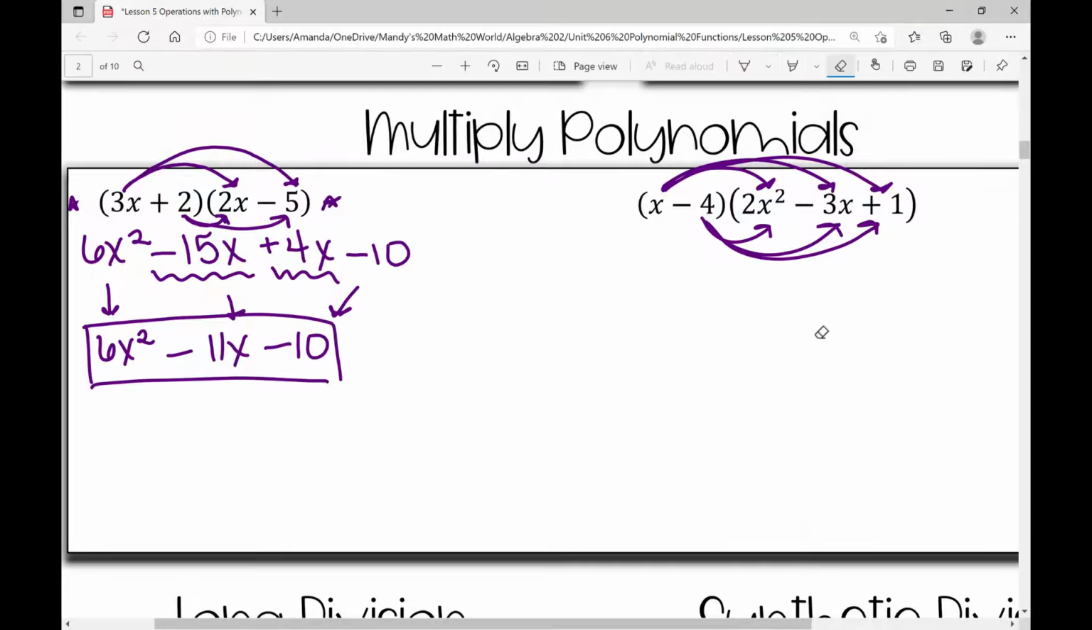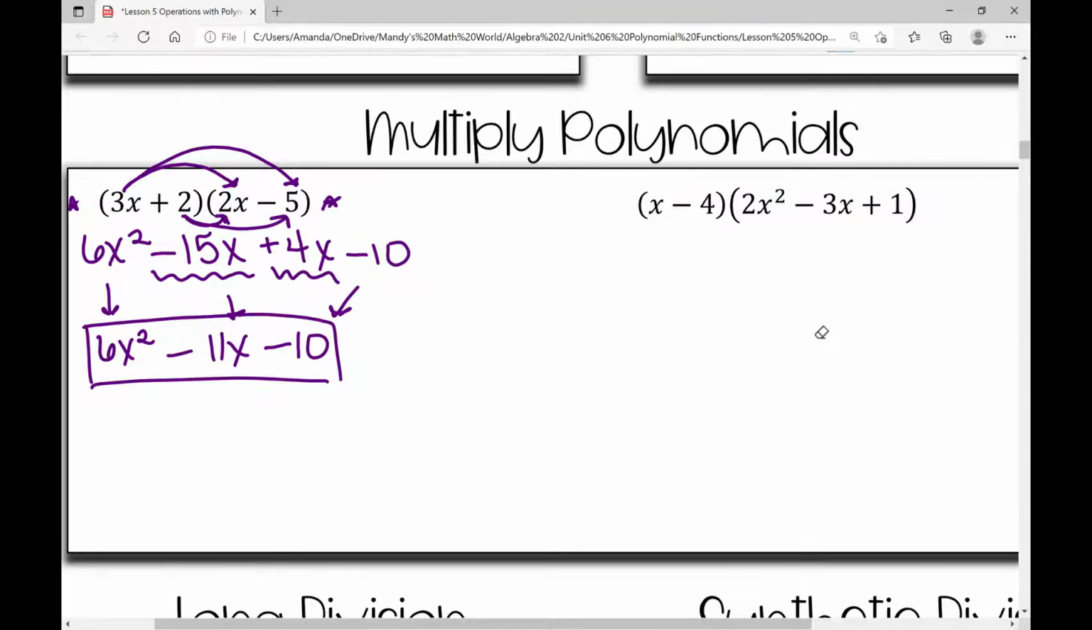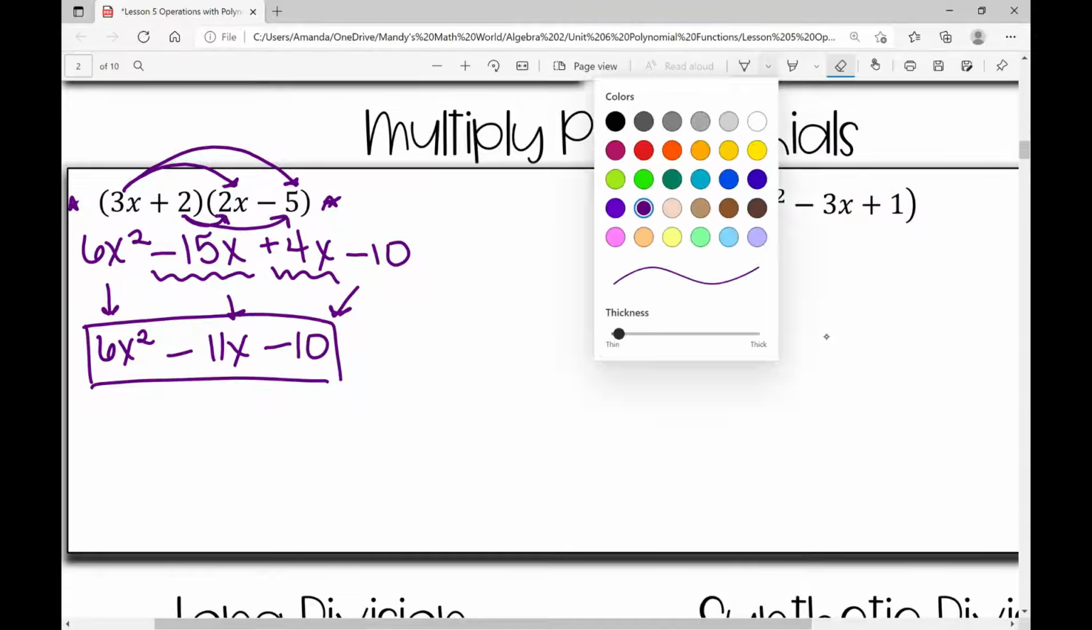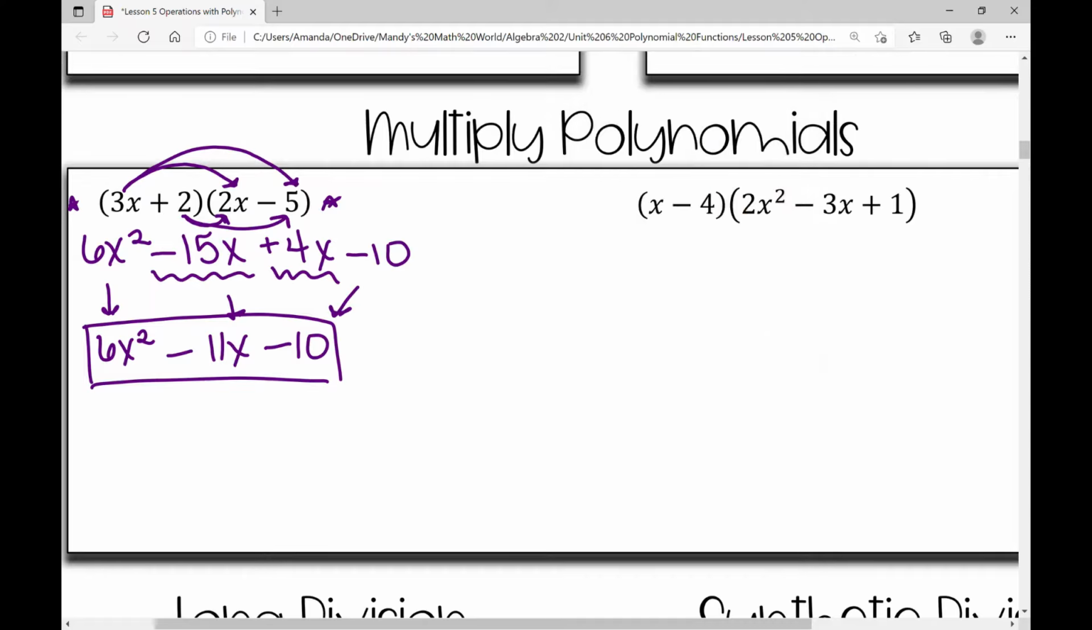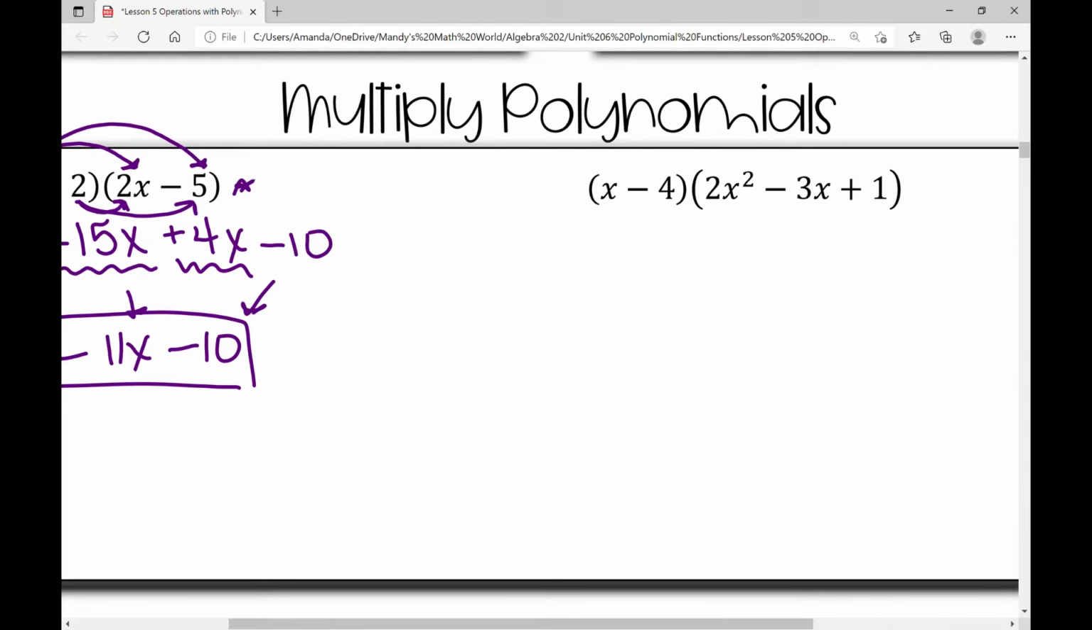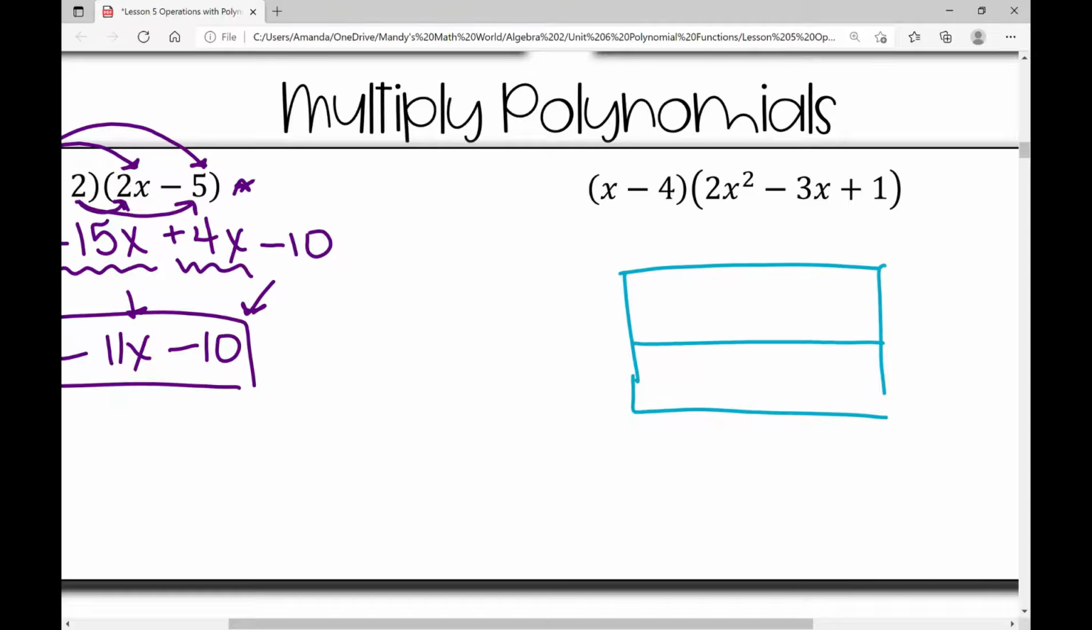I find when you're multiplying a lot of terms together, some of my best students just make very small errors. They leave off, and I do too. I just will miss an exponent or something like that. It just happens. So you can always use the box method where I have a binomial times a trinomial. So what I'll do is I'll draw this box and I'll put x minus 4 over here. Each term gets its own row times a 3-term polynomial. So every term up here, 2x squared, negative 3x, and positive 1, it gets its own column.